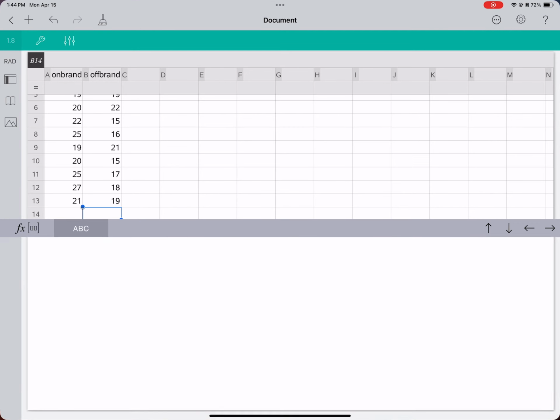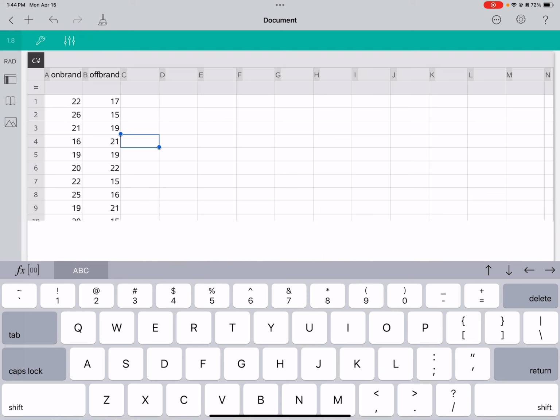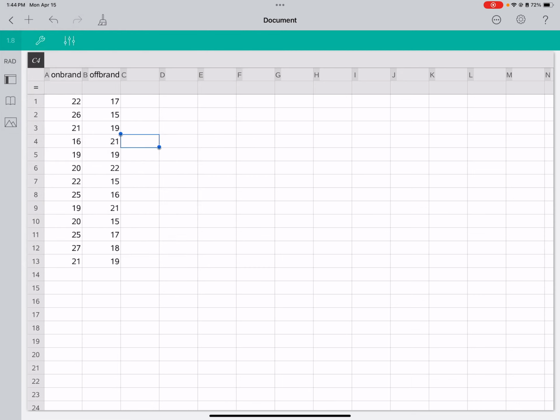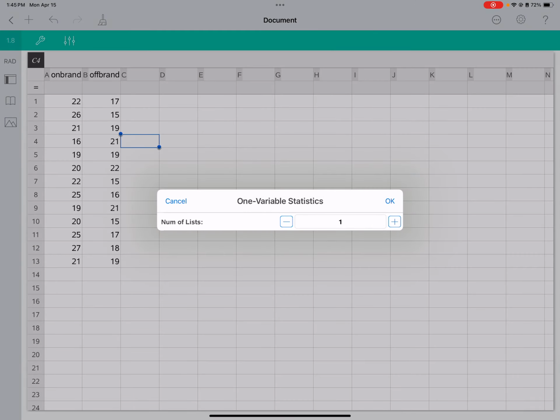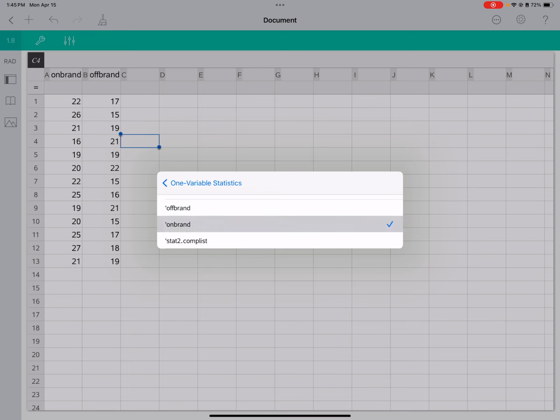So the first thing I did was I opened up a spreadsheet, named it on brand and off brand. And then I did menu 4, 1, 1: menu, stat, calc, one variable statistics. And we have 2 lists, on brand and off brand, so I did 2 lists. My X list is on brand, and my X2 list is off brand. And then I just hit OK.